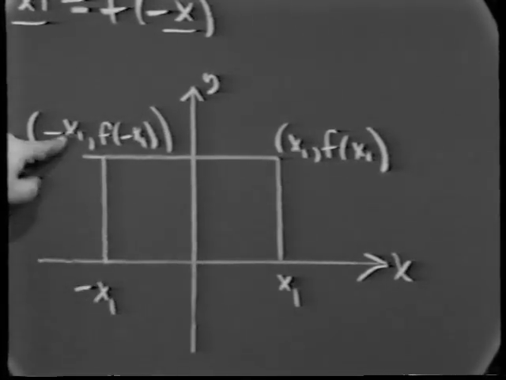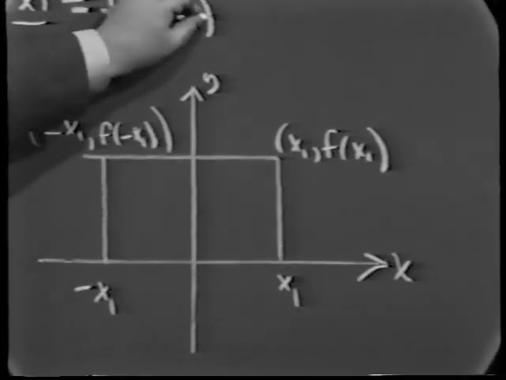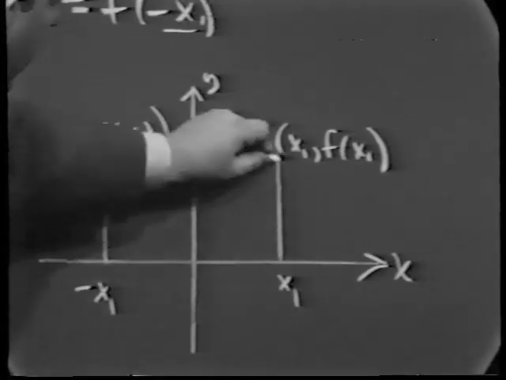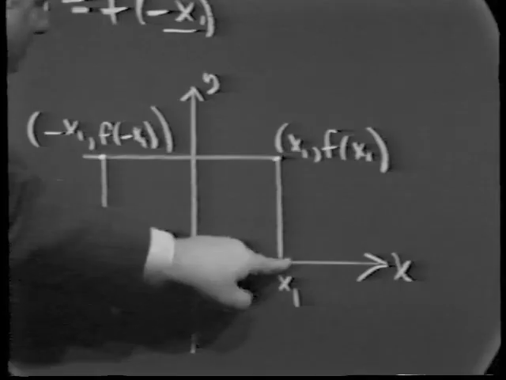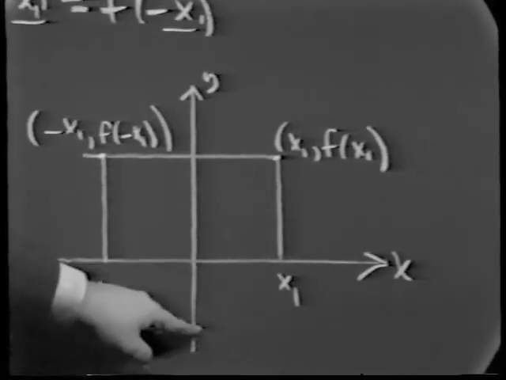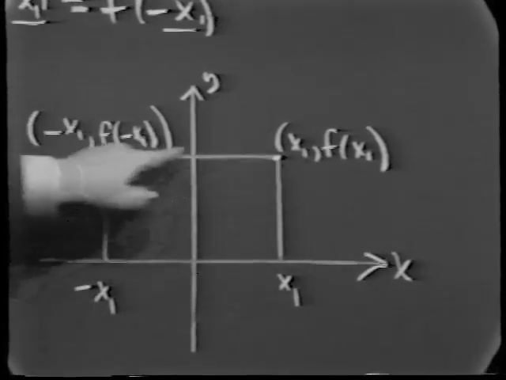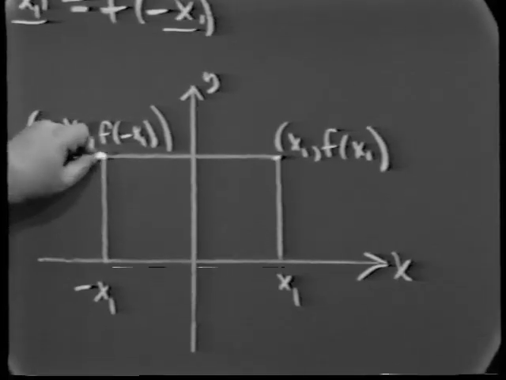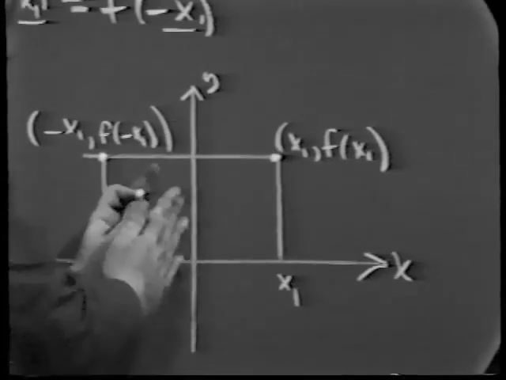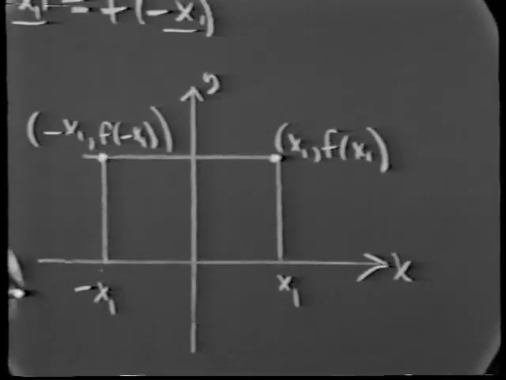When the input is minus x1, the output will be f of minus x1. To say that f of minus x1 equals f of x1 is the same as saying that not only are these two coordinates, x1 and minus x1, symmetric with respect to the y-axis, but the outputs also are. In other words, to say that f of x1 equals f of minus x1 says that not only are these two points the same left and right displacement from the y-axis, but they're also the same height above the x-axis.